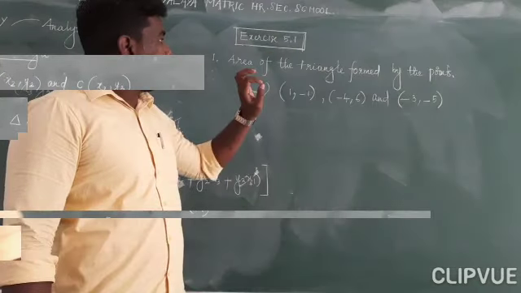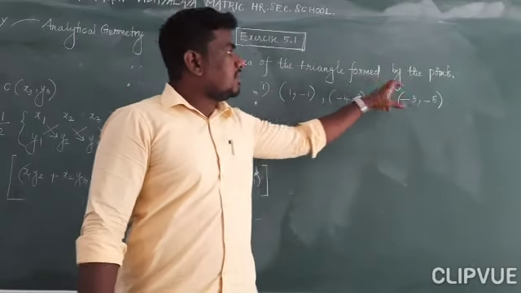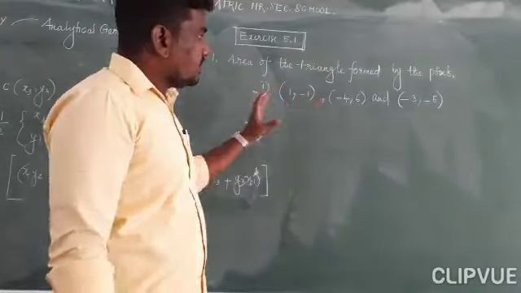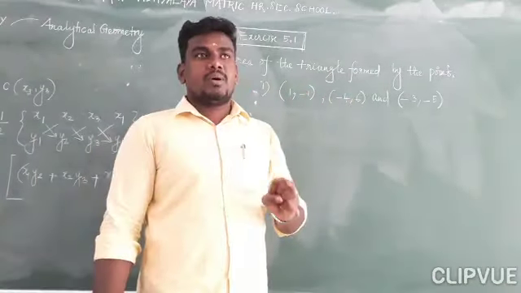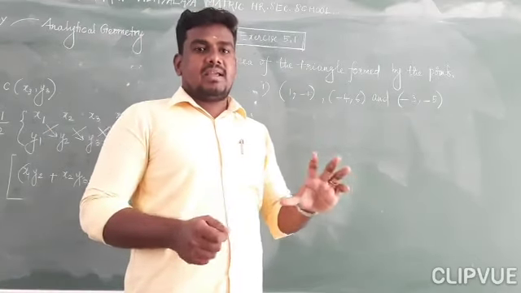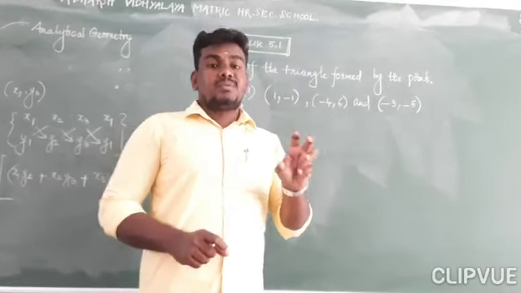Exercise number 5.1, question number 1, the first subdivision. Area of the triangle formed by the points. There are 3 points given. Before going to find the area of the triangle, you must know that area is always positive. Area of a triangle, area of a quadrilateral, whatever, it is a positive value. It is an absolute value.